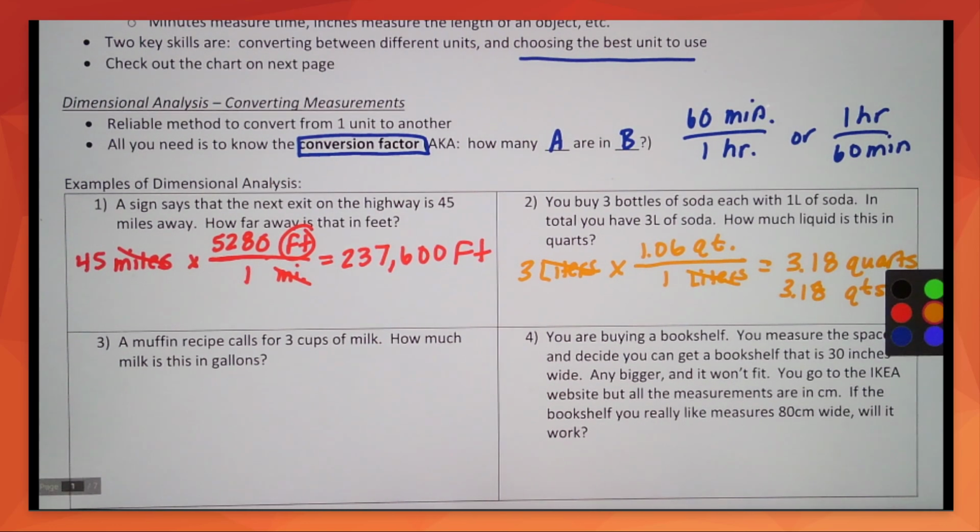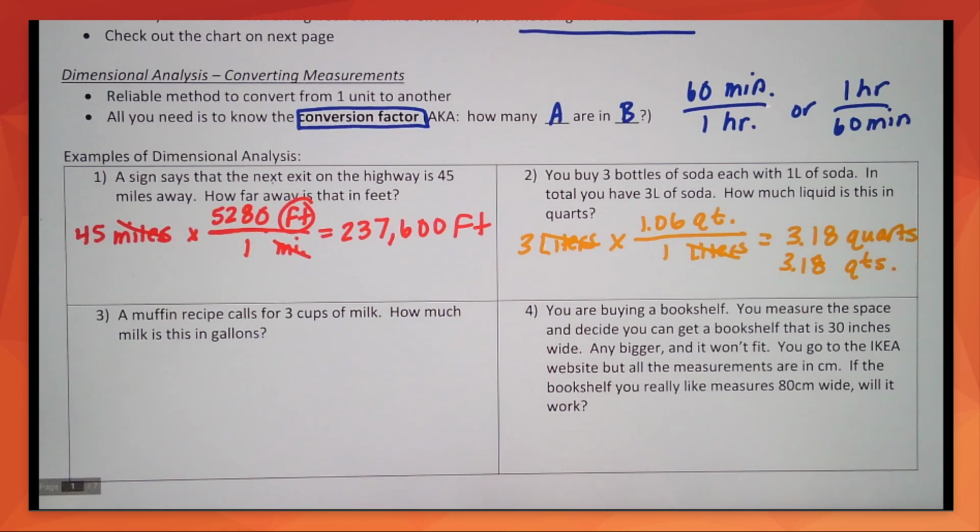Okay, I want you to try this next problem on your own. We are doing a muffin recipe. We're baking some muffins. The recipe calls for 3 cups of milk. That's going to be some really liquidy muffins, I guess. Or we're making a really big batch. I don't know. A muffin recipe calls for 3 cups of milk. And how much milk is this in gallons?